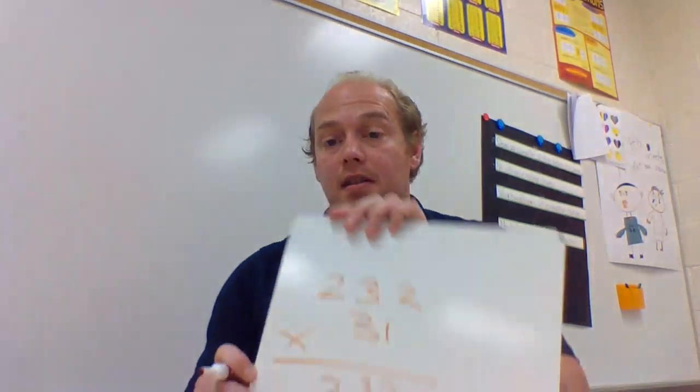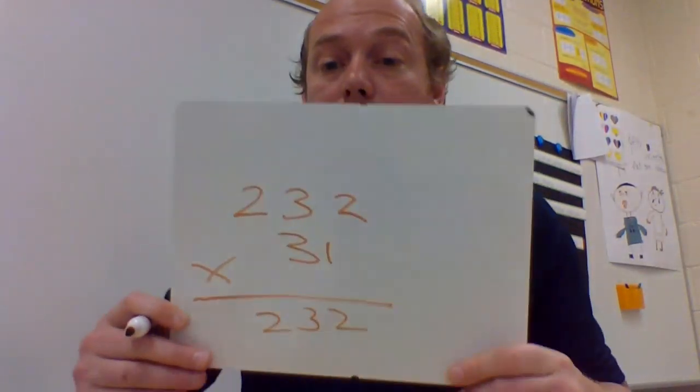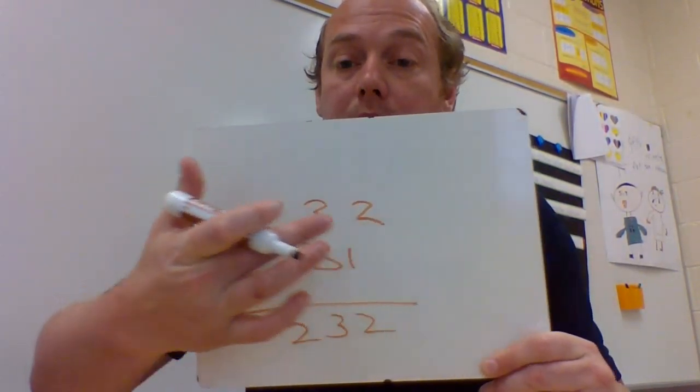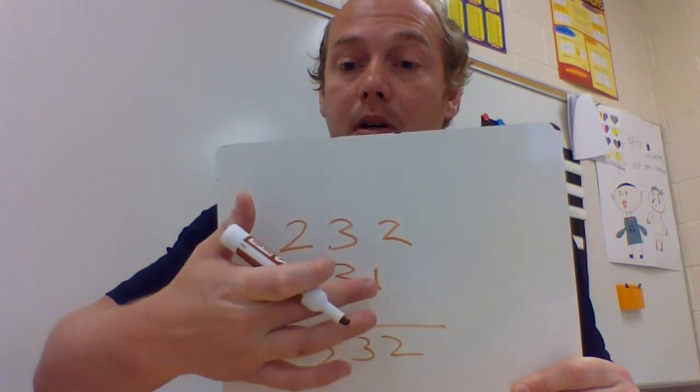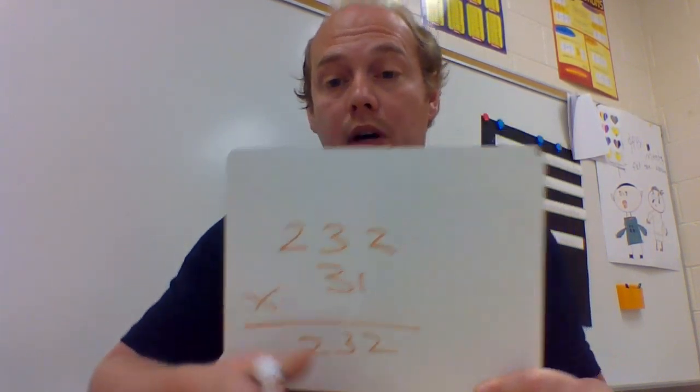So we're going to start with the end number, the number in the ones place. 2 times 1 is 2. 3 times 1 is 3. And 2 times 1 is 2. So that was pretty easy. So all we did was multiply all three of the numbers up top by the number in the ones place, which was 1.